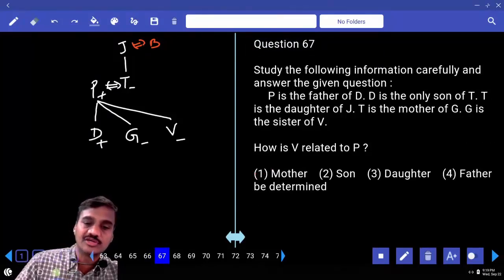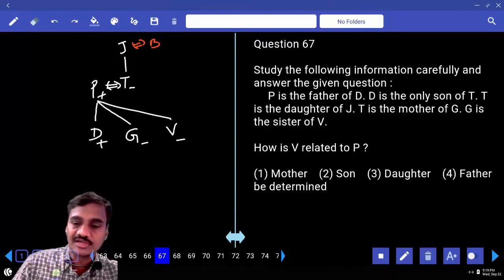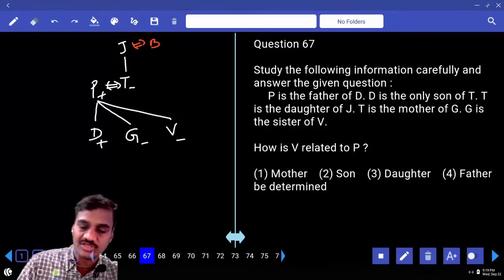And how is V related to P? Now V is the daughter of P. Daughter of P, that is choice 3, question number 67.